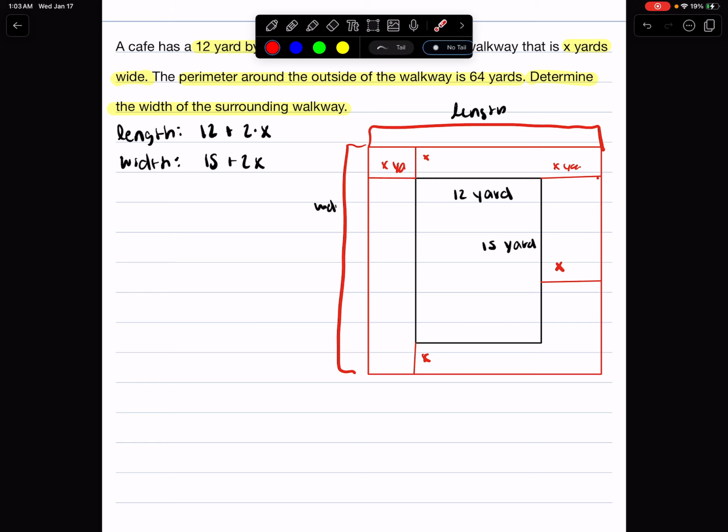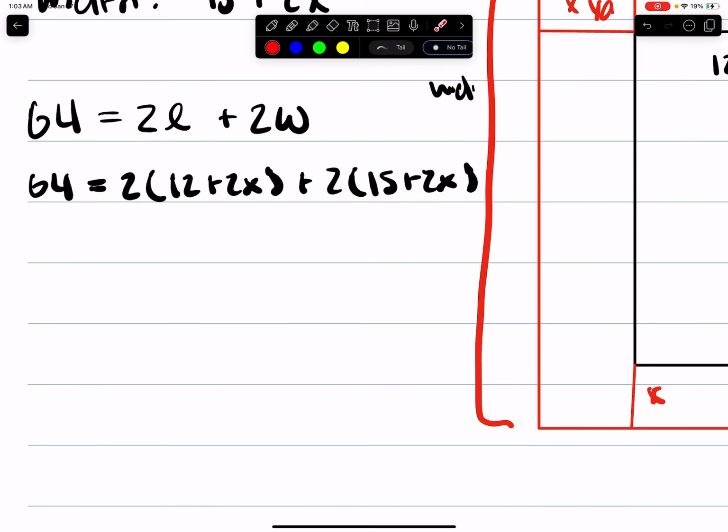All right, well, how does that help us find X? Well, what do we know this length and width make up? It makes up the perimeter. We know that 64 yards is composed of 2 times the length plus 2 times the width. Now, let's just plug in our expressions. So we know that the length is 12 plus 2x, so we have 64 equals 2 times (12 plus 2x) plus 2 times (15 plus 2x). And now look at this. This just looks like our typical linear equations that we were solving in our linear equations video. And we can solve it the exact same way.